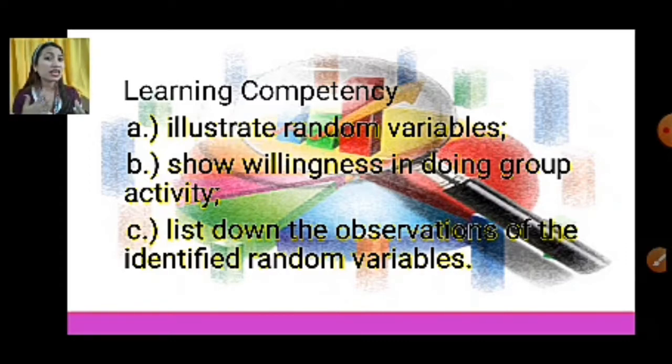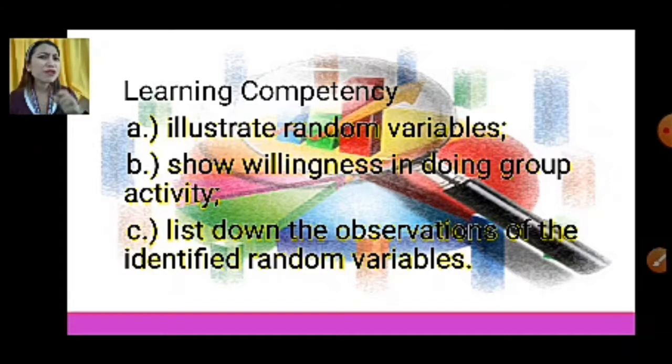Since it is pandemic nowadays, you are just in your home. So just imagine this one, that you are doing a group activity. So just self-activity. Number 3, or letter C, list down the observations of the identified random variables. I hope at the end of this discussion, these 3 learning competencies will be achieved by us.